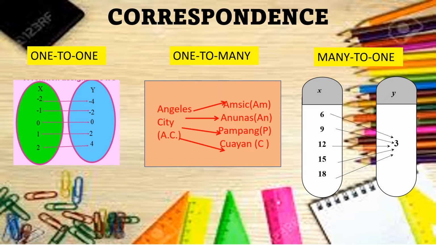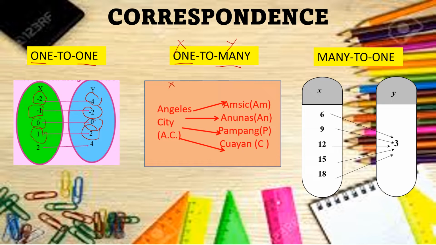So for example, for one-to-one, it means 1x and 1y. So each pair, you only have 1x for 1y. 1x, 1y. 1x, 1y. So when you say one-to-one correspondence, there's only one value of x for one value of y. While one-to-many means you have one value for x but many values for y.